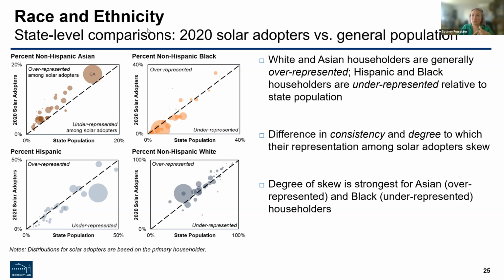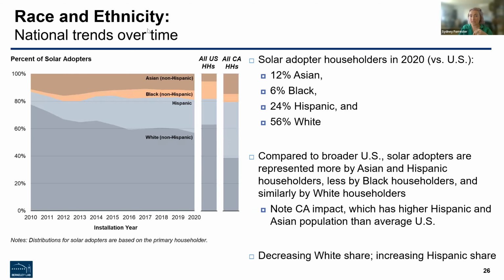And so when we look again at the national trends, we pulled out California specifically, that bar on the far right, just because California really does differ compared to the overall US population. So when you do look at the national trends as opposed to the state trends in the last slide, you see that solar adopters are represented more by Asian and Hispanic householders. And again, California has really large Asian and Hispanic populations compared to the US. Less by Black householders, which is again similar with the state level trends. And it's actually fairly even or similar with white householders.